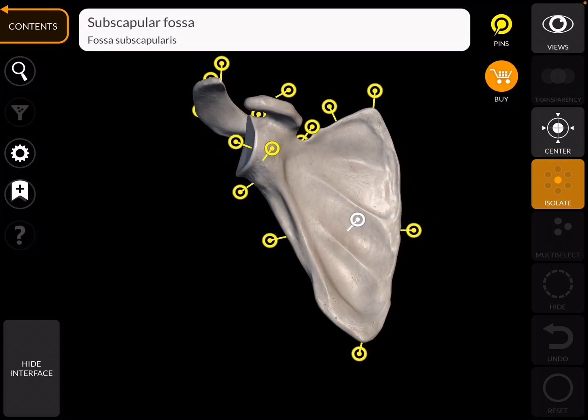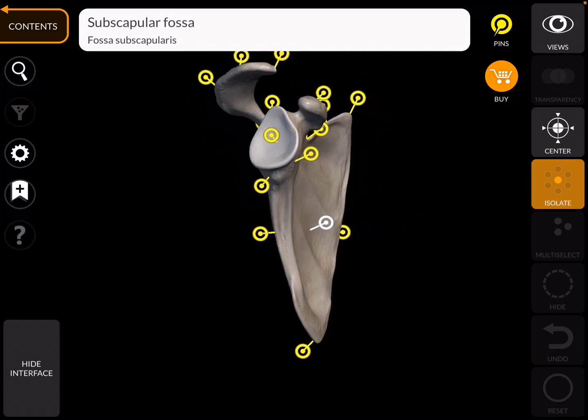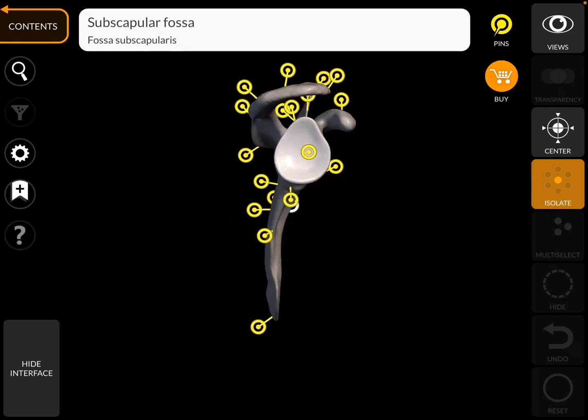Here we move on to the anterior aspect of it. We are going to have another surface which is concave anterior, or the costal surface, which accommodates another fossa that we call the subscapular fossa, because it houses the subscapularis muscle.